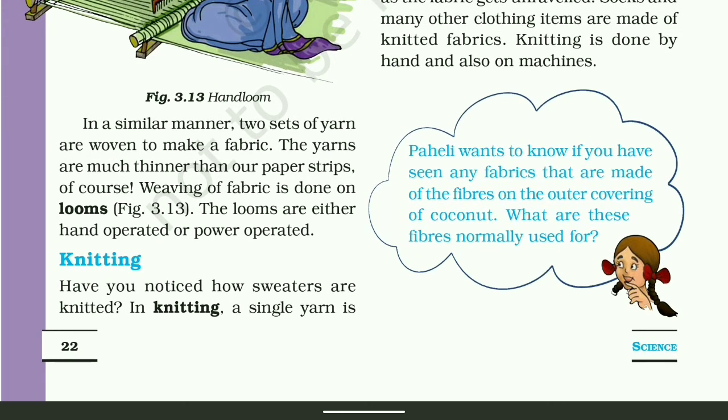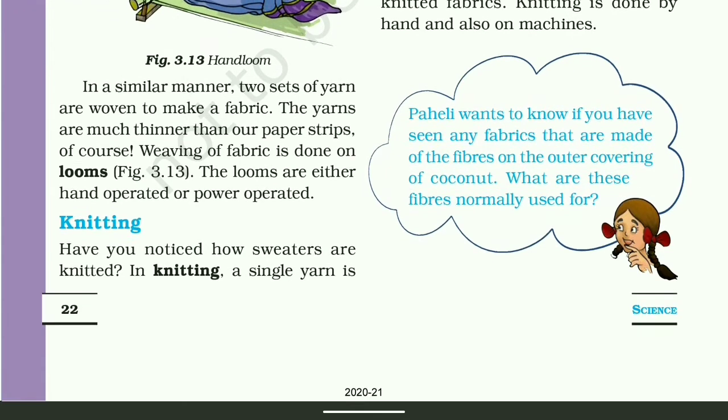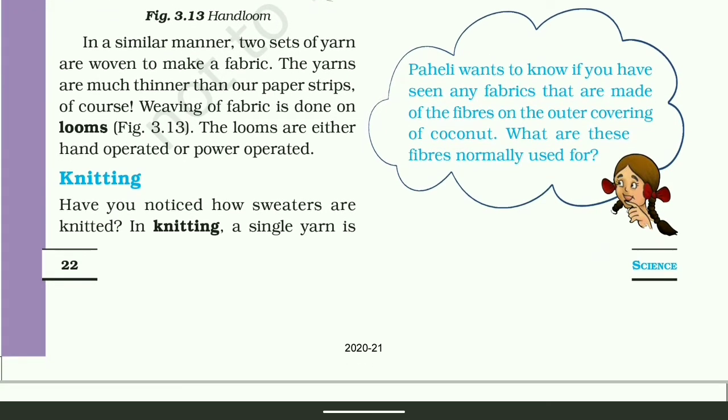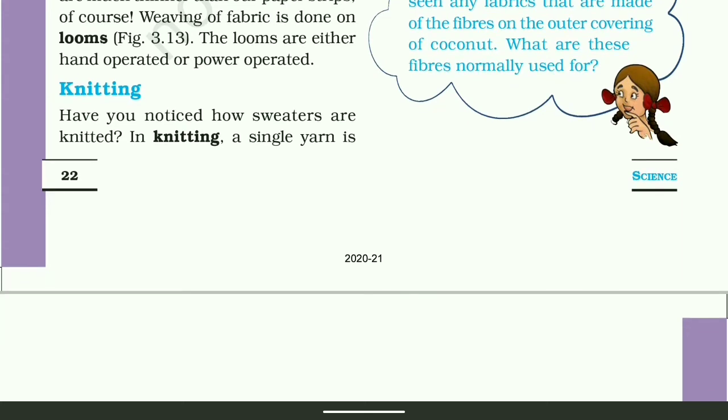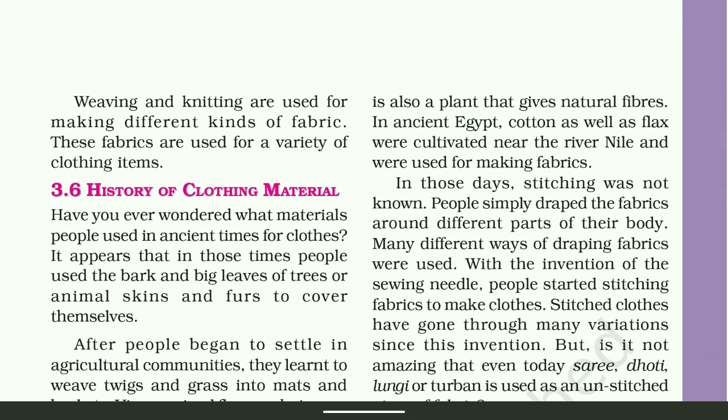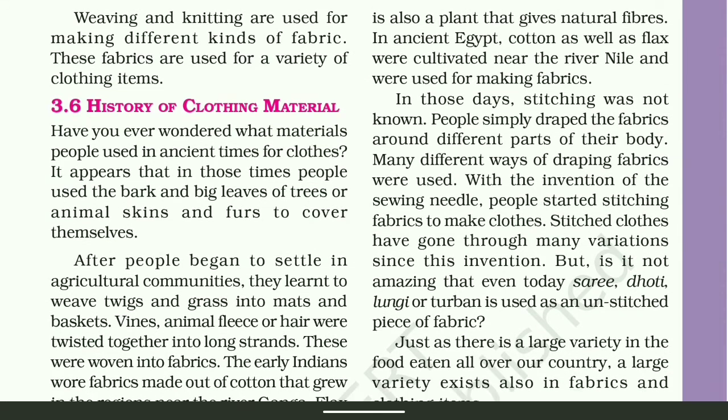Paheli wants to know if you have seen any fabrics that are made of the fibers from the outer covering of coconut. What are these fibers normally used for? Weaving and knitting are used for making different kinds of fabric. These fabrics are used for a variety of clothing items.